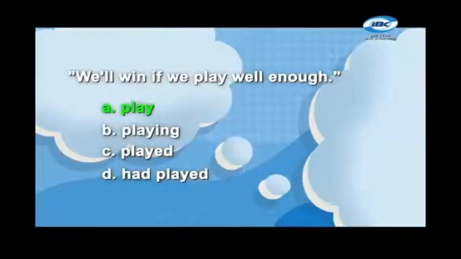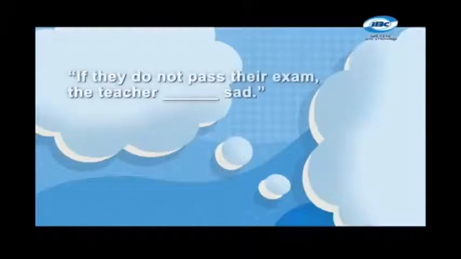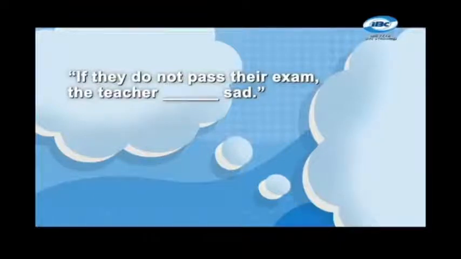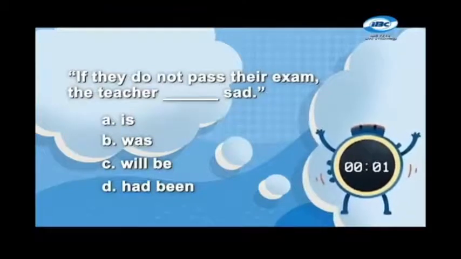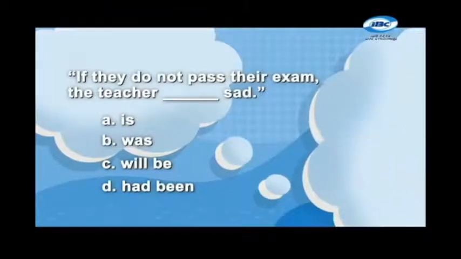Here's the next one. Number 4. If they do not pass their exam, the teacher blank sad. Which should we use? A. Is. B. Was. C. Will be. Or D. Had been. If you think C is the answer, then you are correct. If they do not pass their exam, the teacher will be sad. The verb in the result clause should be written in the future tense.